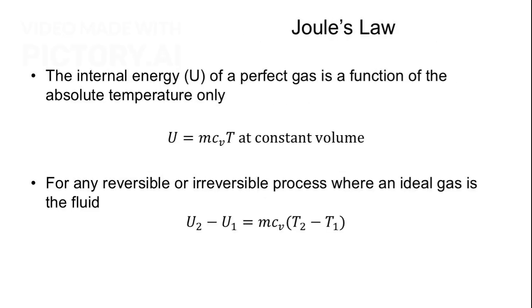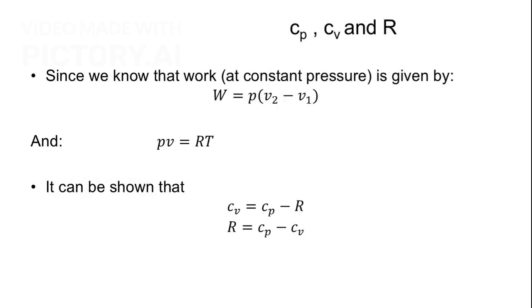Joule's law states that the internal energy of a perfect gas depends only on its temperature. This principle is fundamental for analyzing energy changes in processes involving ideal gases. Work done at constant pressure is given by the product of pressure and volume change. The relationships between specific heats and the gas constant are crucial for understanding energy transformations in gases.